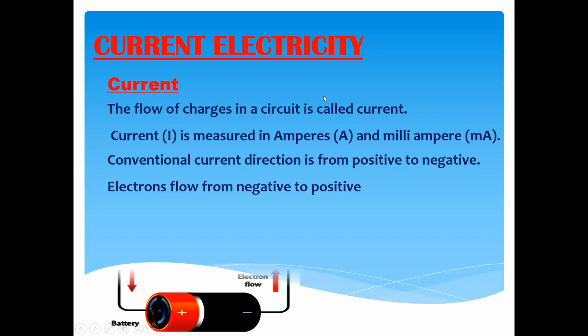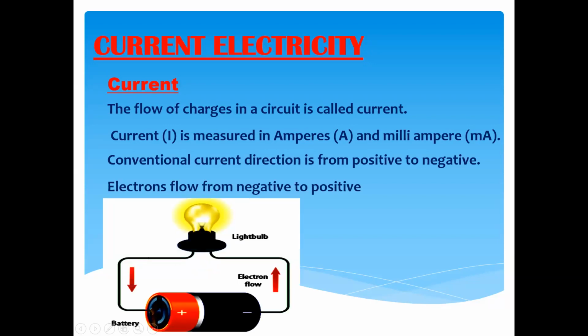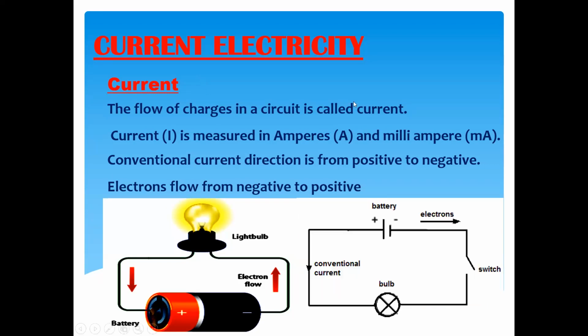The SI unit of the current is ampere, and we can represent the direction of conventional current, that is always from positive terminal to the negative, and the electron flow is always opposite, that is from the negative to the positive terminal. So when the question asks, draw an arrow to show the direction of the conventional current, you should always draw from positive to negative. Whereas electron flow is in the opposite direction, from negative to positive.